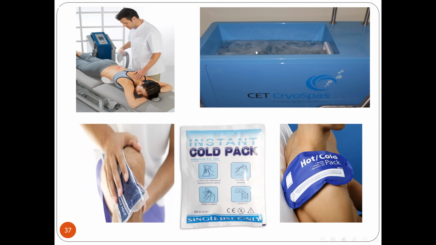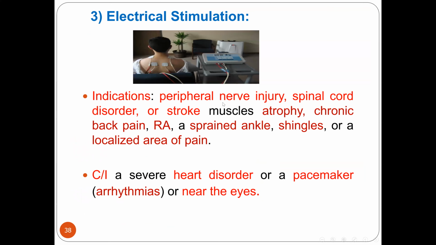This is the cold therapy pool, and this is the cold pack applied to the shoulder, to the knee, and this is for the back, cryotherapy for the back, low back pain.